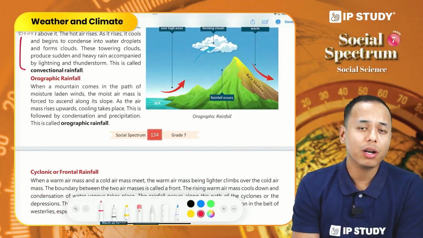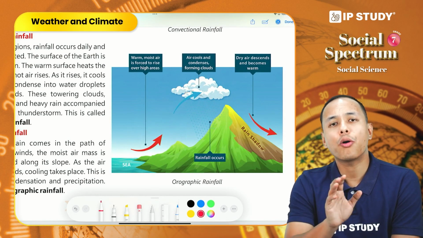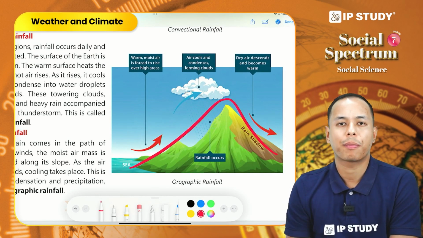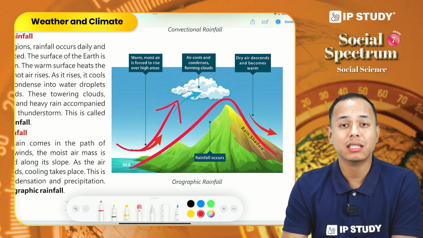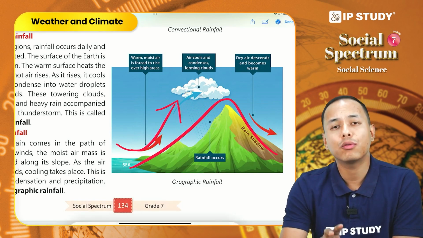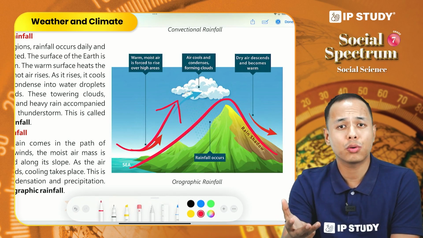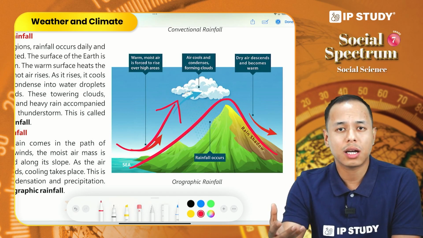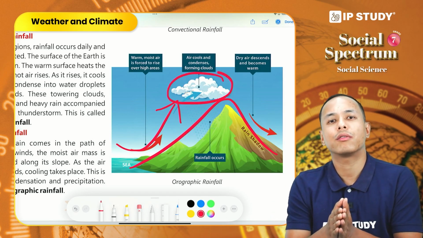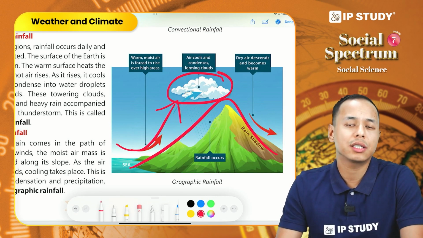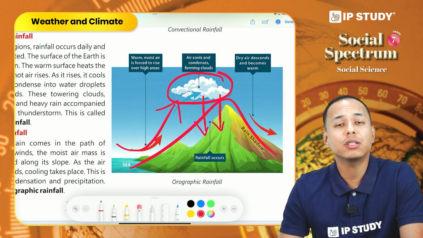Now secondly, orographic rainfall. When moisture-laden air is obstructed by a landform, this air is forced to rise up. It has moisture in it. Once it is forced to rise up, we know what happens: the temperature goes down, so the process of condensation starts. Once condensation starts, the water vapor or moisture converts into ice crystals or water droplets, and then precipitation happens. So this is orographic rainfall.